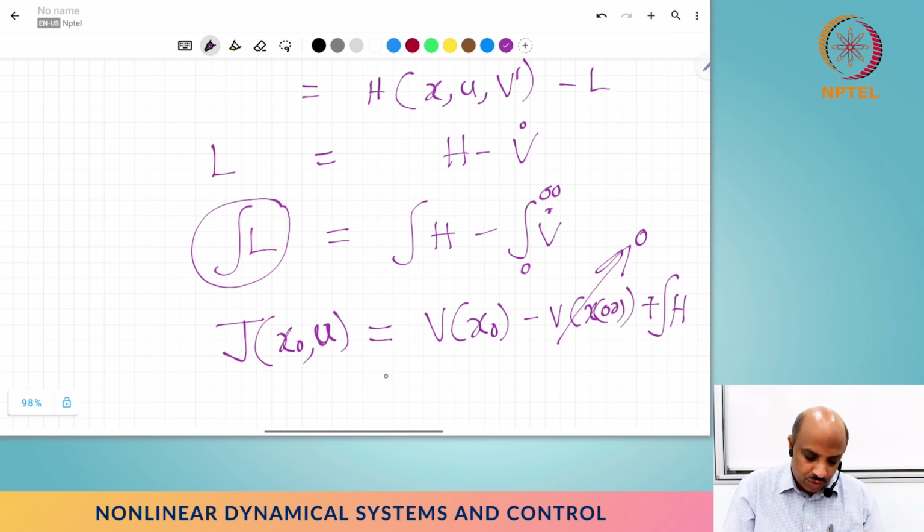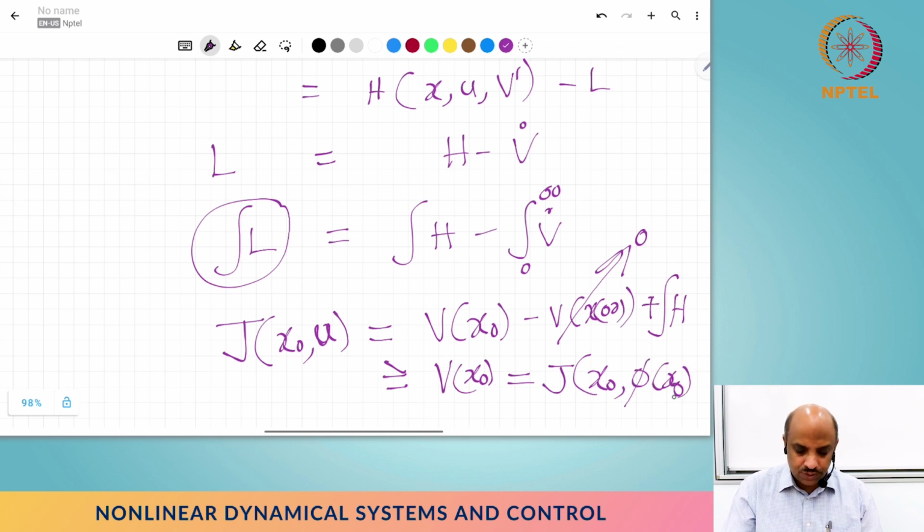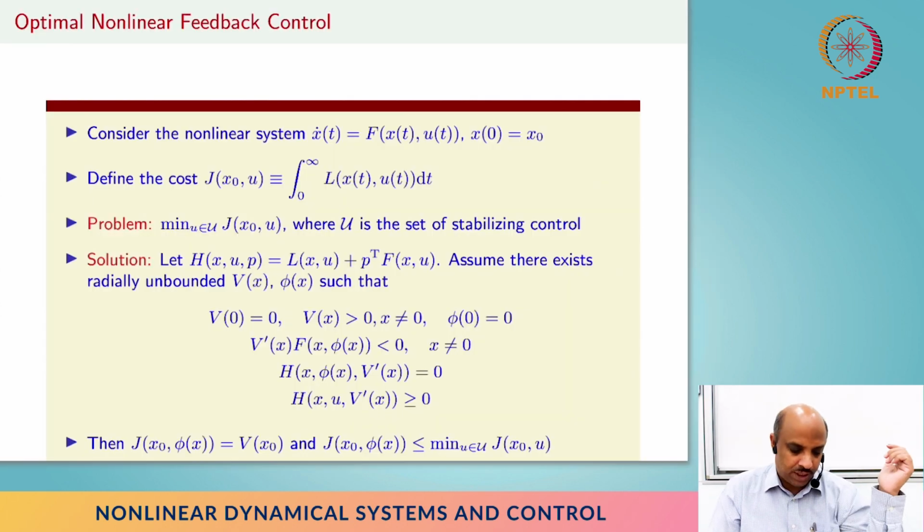So that therefore this is basically going to be greater than or equal to v of x0, which, because of the fact that h of x comma phi of x is 0, can be shown, by reversing the same argument, to be true, right? So perhaps we should look at our textbook and see how this works out.